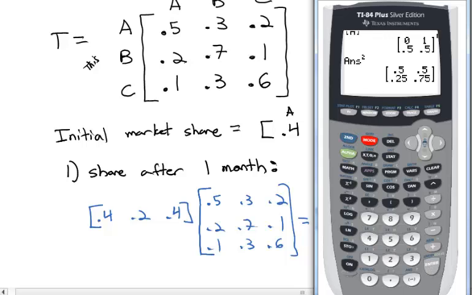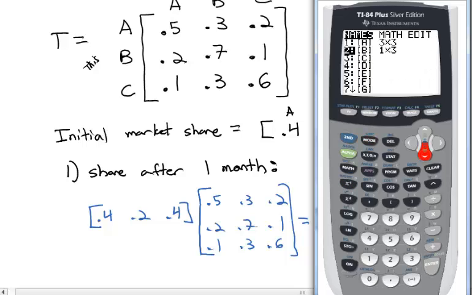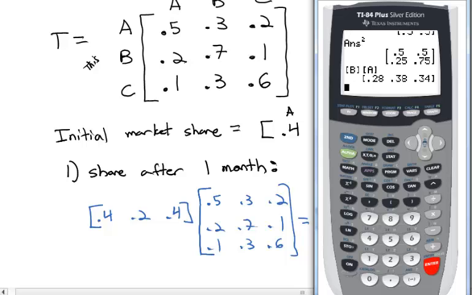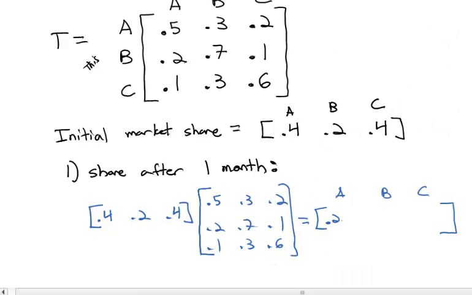We'll hit second quit. And so we need to multiply B, the transition matrix. The order is important. I think I said that wrong. We need to multiply B, which is the market share, times A, which is the transition matrix. And when we do, we get 0.28, 0.38, 0.34.